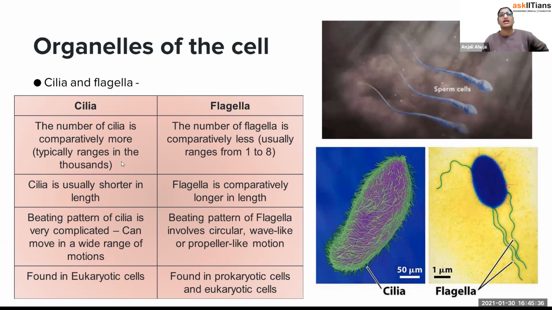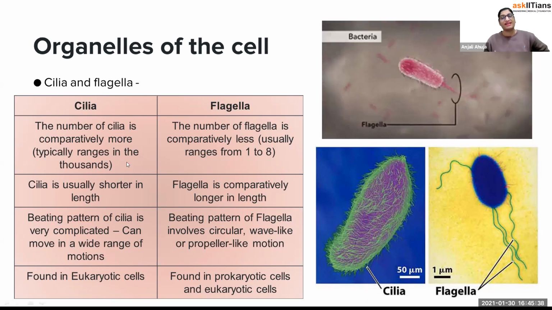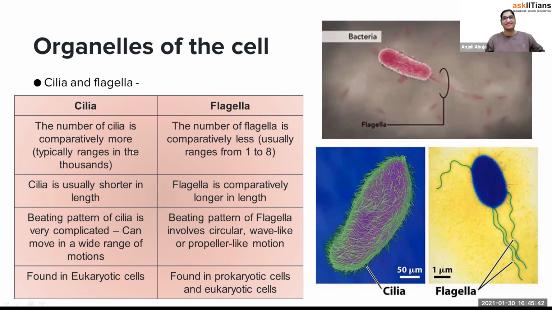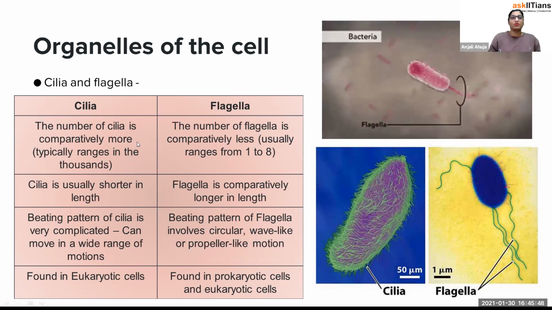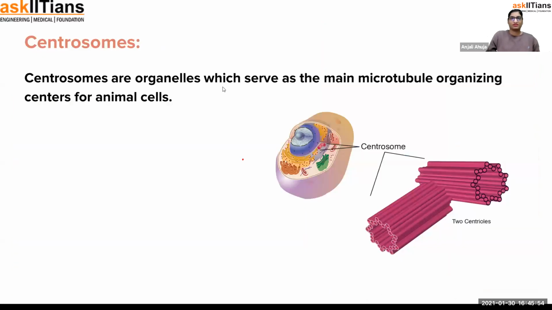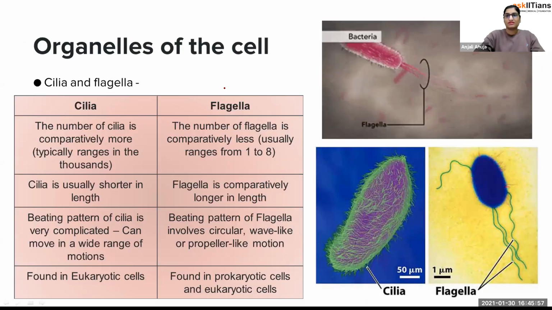By the way, the next chapter is tissue, and you will learn ciliated epithelium there. It is in your syllabus, and you'll be learning that in the next chapter. But for now, I have told you 2-3 points. Remember: cilia are comparatively more in number, and flagella are comparatively less, 1 to 8.